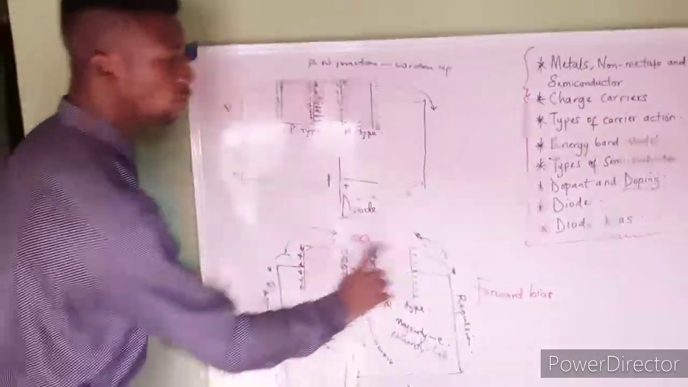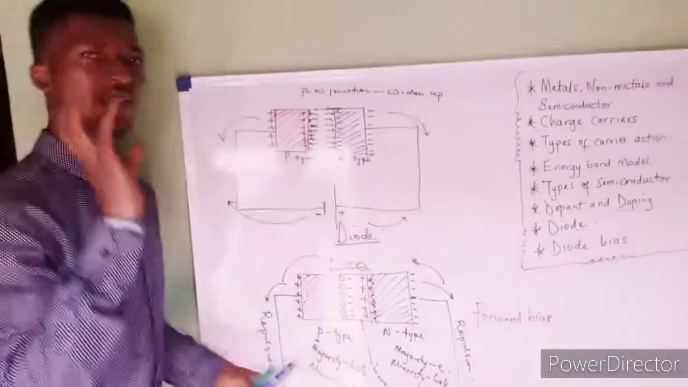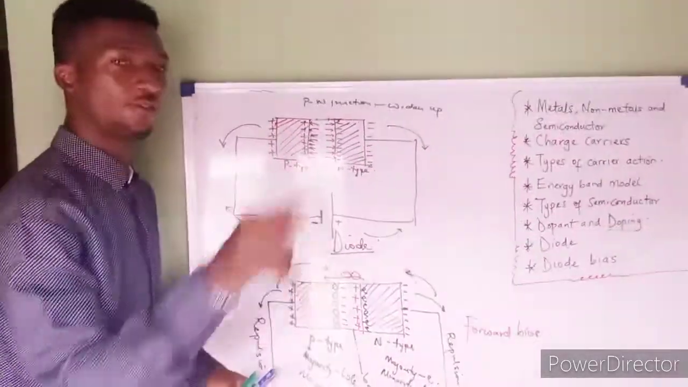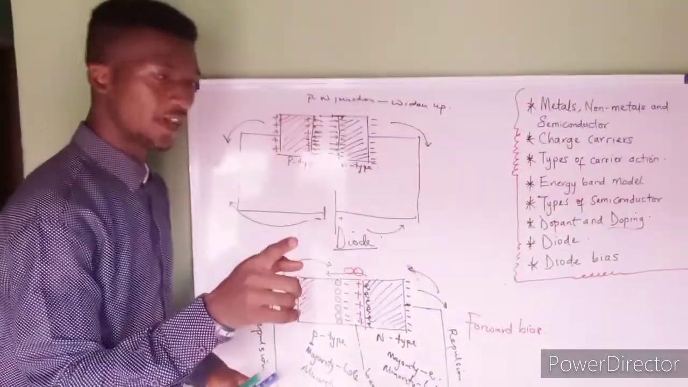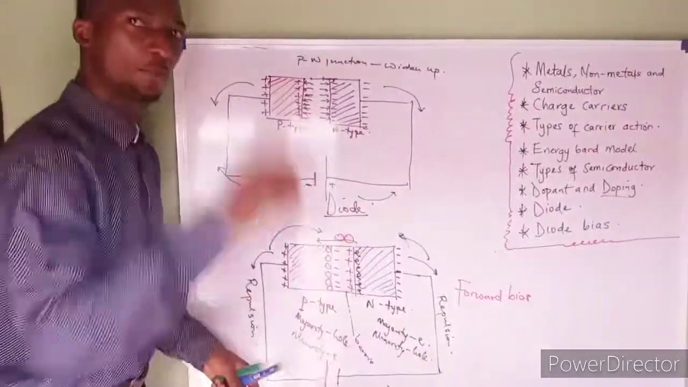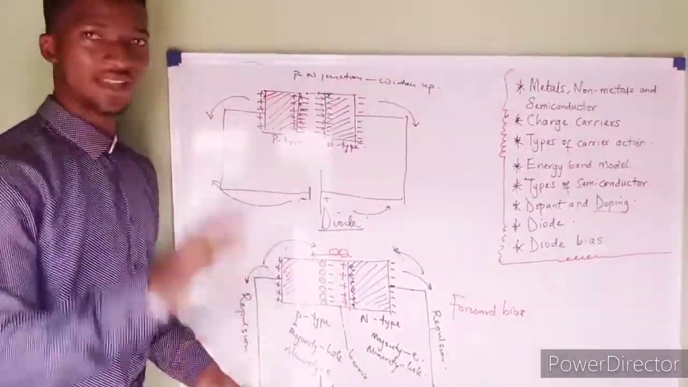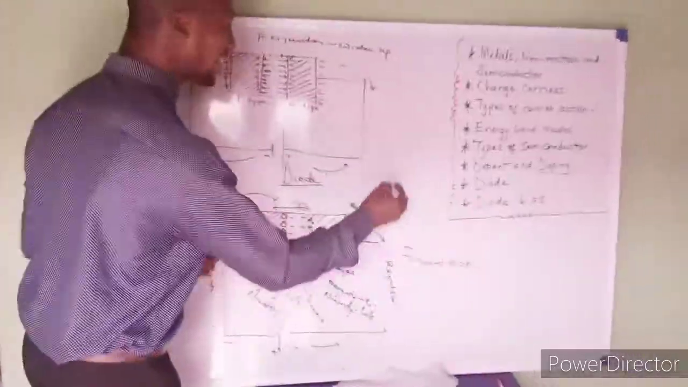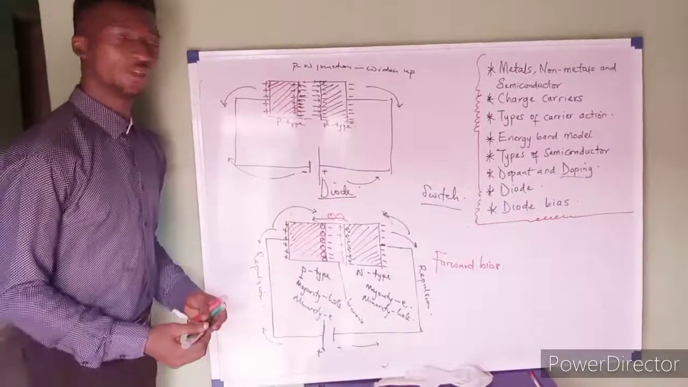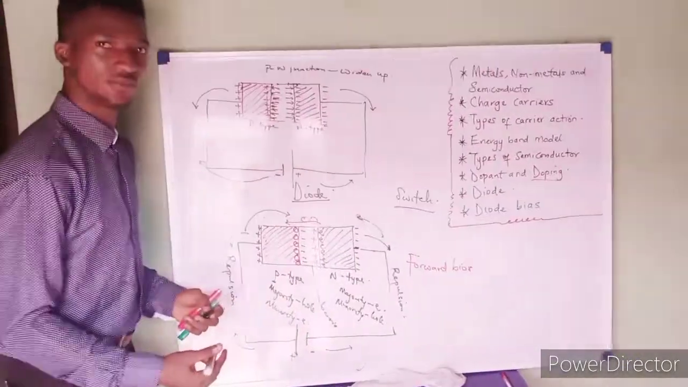In the forward bias, there is flow of current. In the reverse bias, there is no flow of current. Let's begin to think of this now. When I put on the switch, current flows. In that case now, putting on the switch is what? Forward bias. If I put off the switch, the current will not flow. What is that? Reverse bias. Meaning that it can be taken as a switch. So a diode can act as a switch.